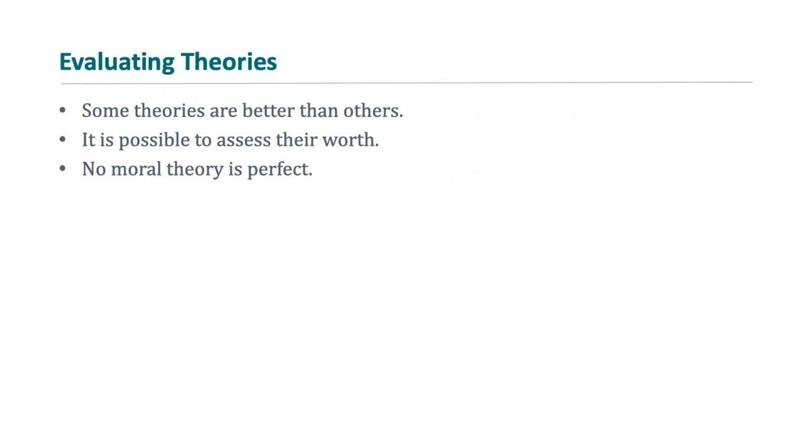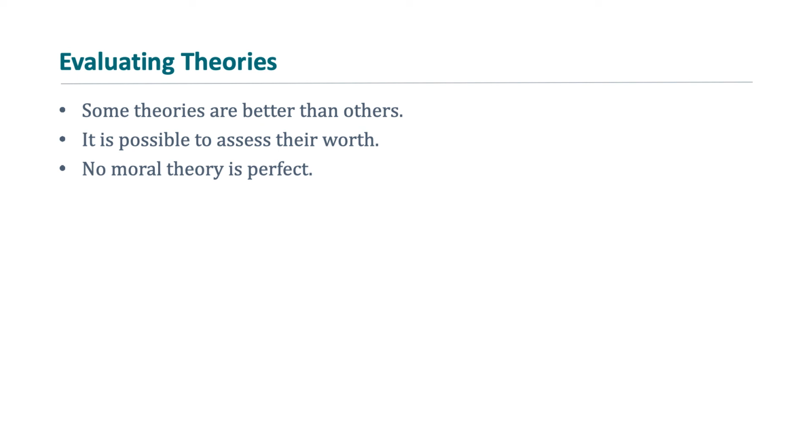Now, when it comes to evaluating theories, there's just three points that I think are important to bring out from your reading. One, I think it is important to acknowledge that some theories are better than others. If we don't have that as just a starting principle, then there's really no way to evaluate theories at all. So if we're going to evaluate theories and try to figure out what are the most appropriate moral principles, then we have to at least assume that some theories are better than others. And what that means is that it's possible to assess the worth of different moral theories. And this is true even if we accept the fact that no moral theory is perfect. And in fact, that's probably the case.